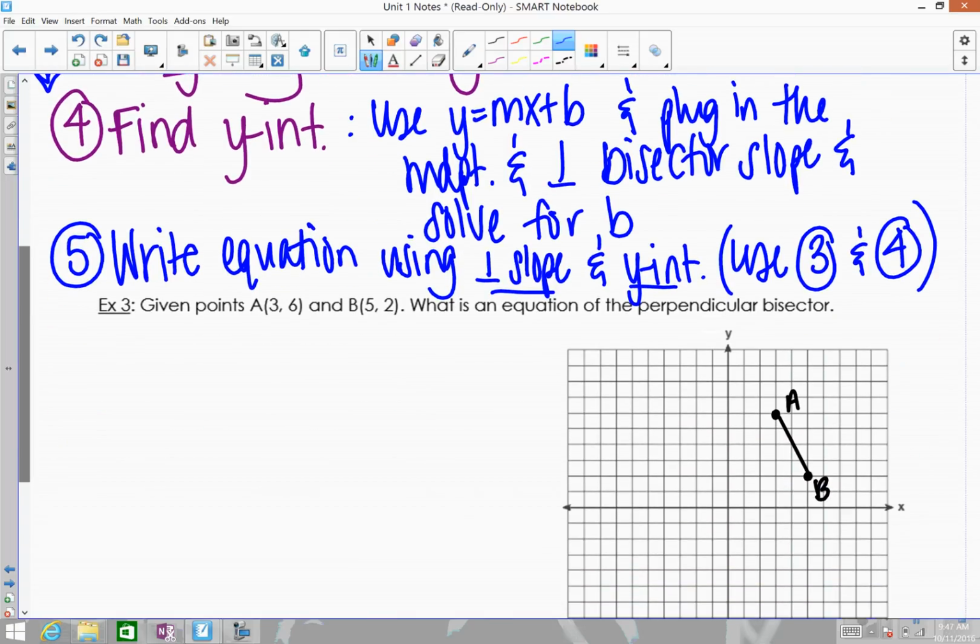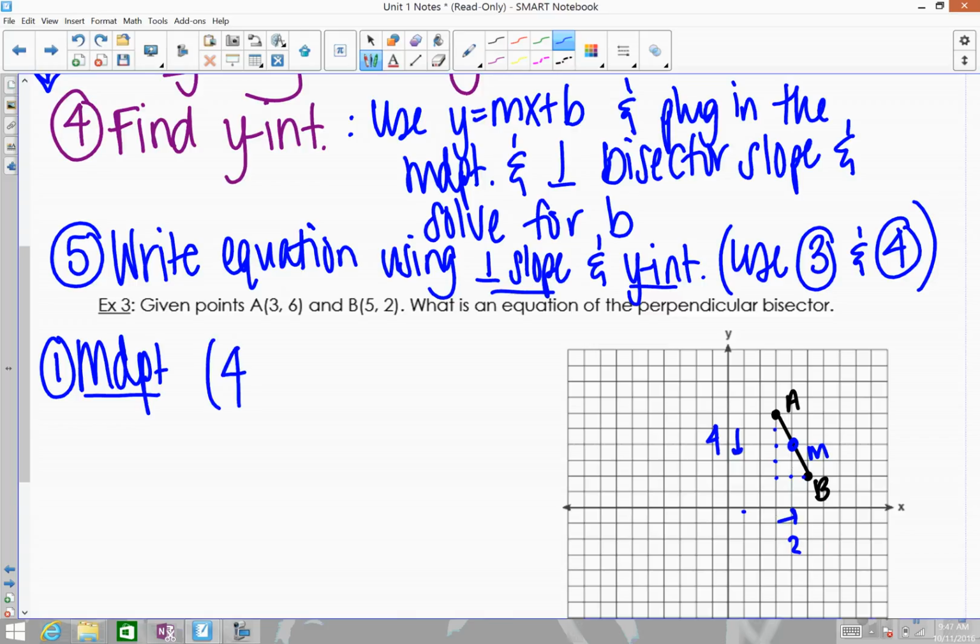So we start off with find the midpoint. I'm going to use the graph to do this, but keep in mind you could use the formula, up to you. To find the midpoint, you count 1, 2, 3, 4. So it was down 4, and then over 2. The midpoint's going to be half of that, so down 2, over 1. So here's the midpoint. The coordinates of the midpoint are going to be 4, 4.